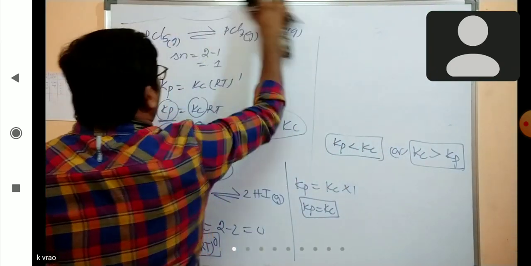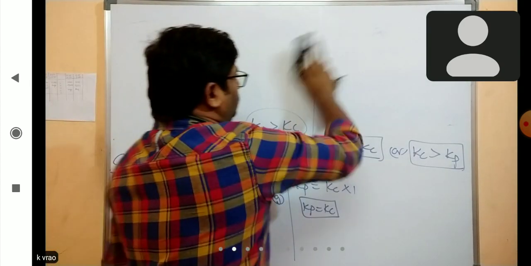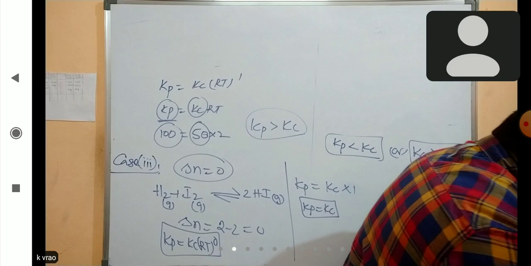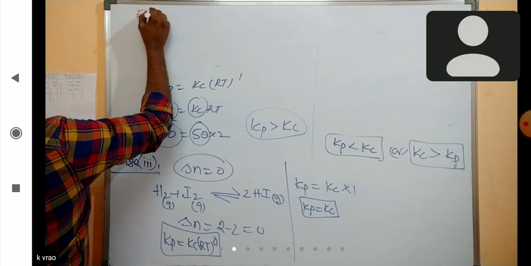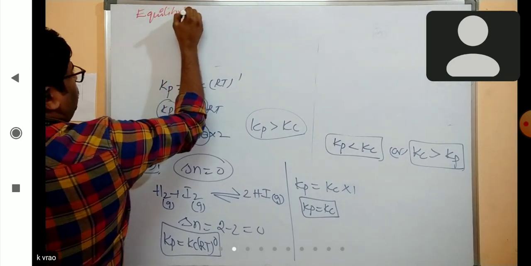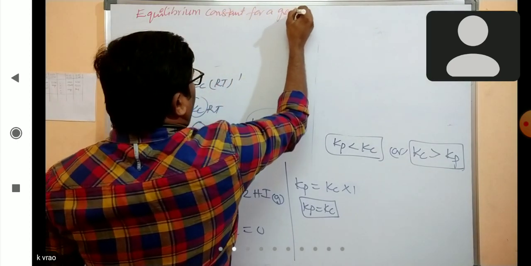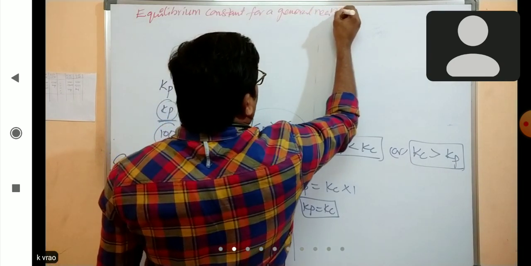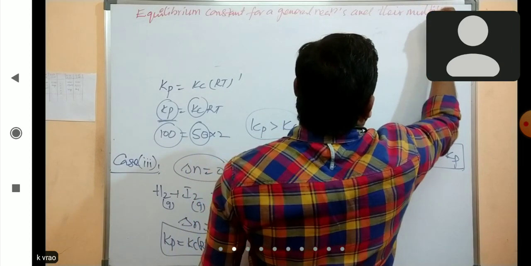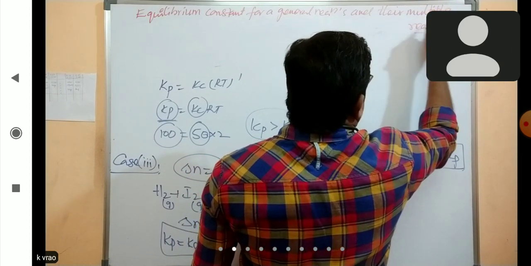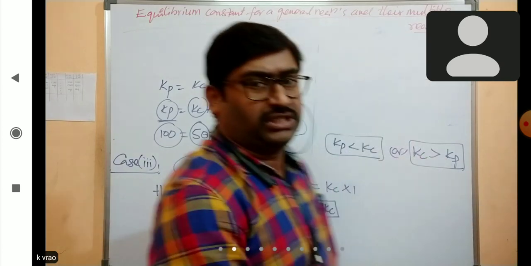Next, equilibrium constant for the general reactions and their multiples. This concept is also most important for the competitive exams. Equilibrium constant for general reactions and their multiples. So just apply common sense for this only.